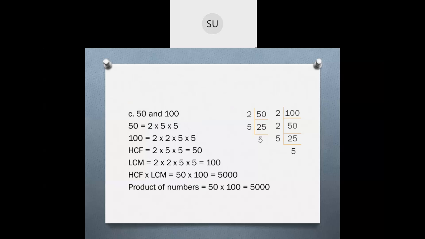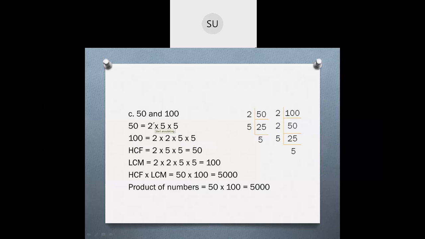Now, question C. Question B you will do for homework. Question C we will do now. So 50 and 100. You have to find HCF and LCM of 50 and 100. Before that, we'll find the prime factors. Prime factors of 50: 50 by 2 is 25 and 5 fives are 25. So 2 into 5 into 5. Then prime factors for 100: 2 fiftys are 100, 2 twenty-fives are 50 and 5 fives are 25. So 2 into 2 into 5 into 5.